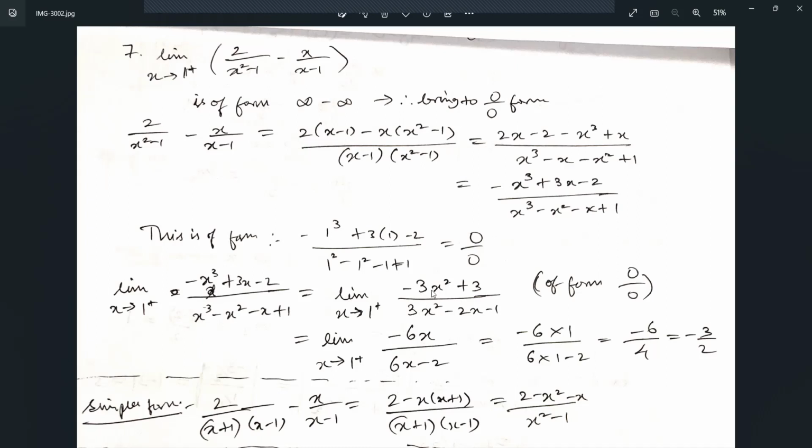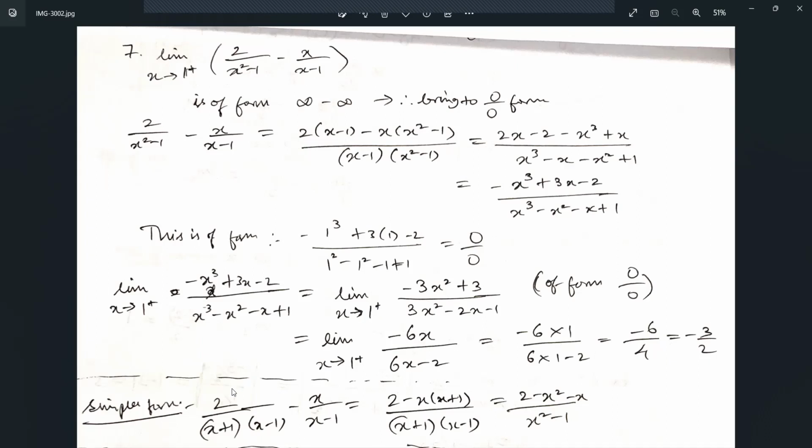So as it is of the 0 by 0 form, again we have to apply the L'Hopital rule and differentiate the numerator. So when I differentiate the numerator, I get minus 6x. So the denominator is 6x minus 2. And when we go from 1 plus, the limit where we tend to 1 from the positive direction, I get minus 6 into 1 divided by 6 into 1 minus 2, which gives minus 6 by 4, or minus 3 by 2.